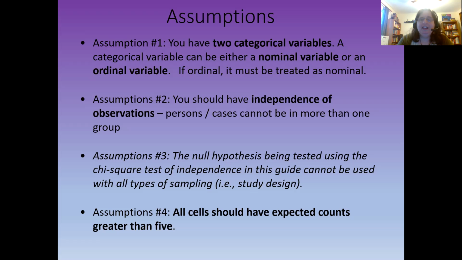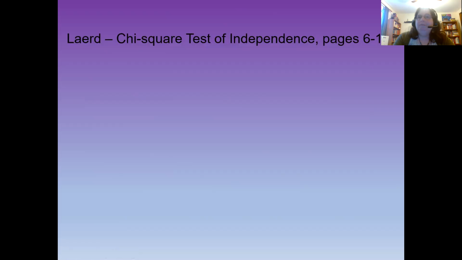But I feel like that's a topic really for next semester, in some ways, when we'll talk about that kind of thing. So I don't want you to really worry about assumption 3 too much, and that's why I have it in italics. In other words, I won't ask you to test that assumption. You should basically be aware of it and assume it's true. And then assumption 4, which is the same we had also dealt with before, which is all cell counts should have expected counts greater than 5. Back to Laird. Let's go to it.